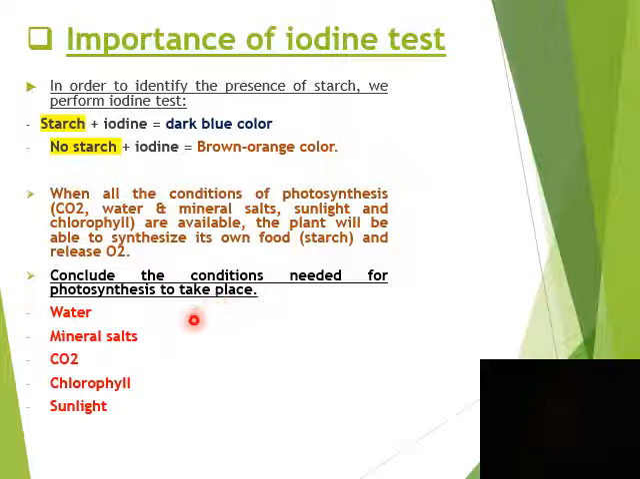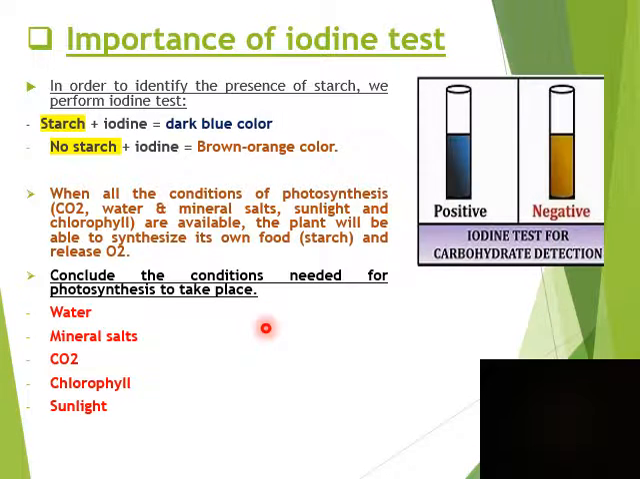So as a conclusion, what are the conditions needed for photosynthesis to take place? We need water, we need mineral salts, we need carbon dioxide, we need chlorophyll, we need sunlight. You have to keep in mind that if any of these conditions is missing or not available, the green plant will not be able to make photosynthesis, and the iodine test is going to give a brown orange color. A dark blue color will appear if all the conditions are available for the green plant.